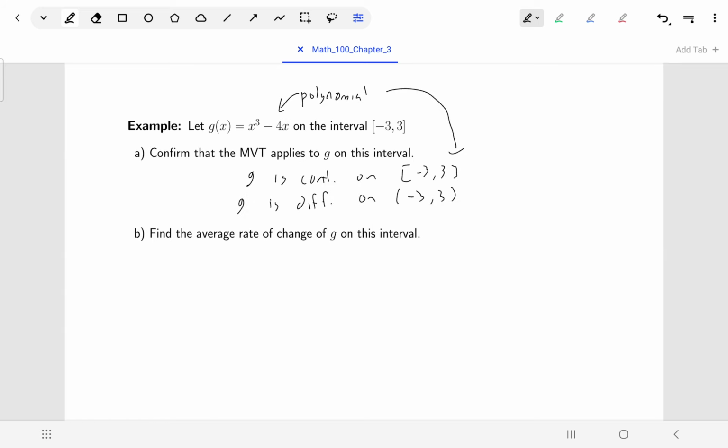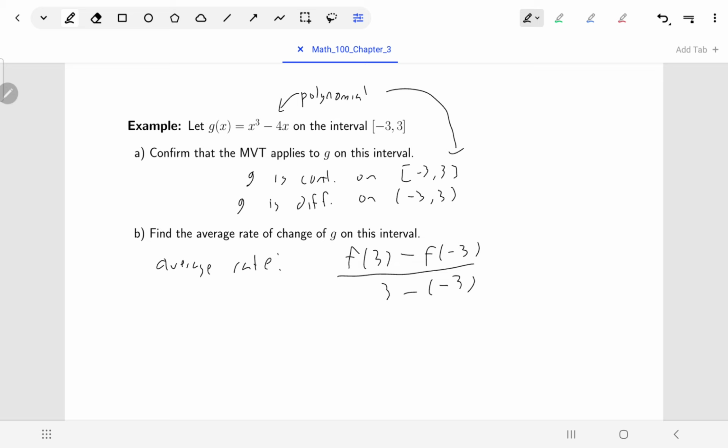If we're looking for the average rate of change on the interval from -3 to 3, I would look at f of 3 minus f of -3 over 3 minus -3, the change in the y values over the change in the x values.